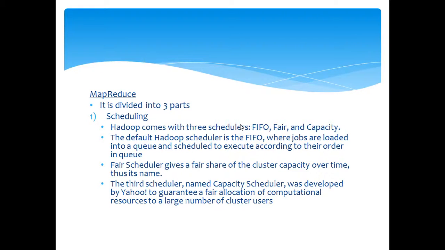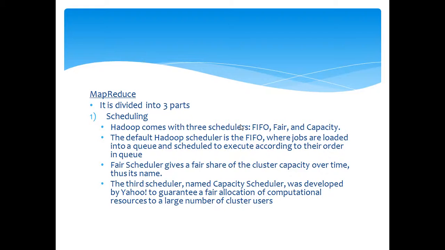Hadoop comes with three main schedulers: the FIFO, FAIR, and capacity. The default Hadoop scheduler is the FIFO. FIFO is nothing but first in, first out. The name suggests the first one who gets into the ready queue will get its job done, where jobs are loaded into the queue and scheduled to execute according to their order in the queue.